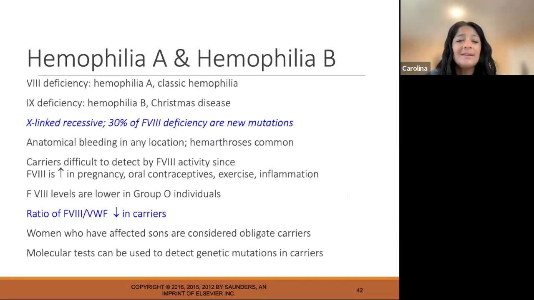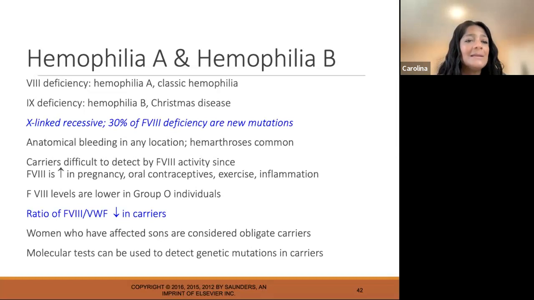Okay, so the next inherited conditions that we'll talk about, bleeding disorders, are hemophilia A, B, and C. Hemophilia A is also known as classic hemophilia, and this is where the patient has a factor VIII deficiency. Hemophilia B is also known as Christmas disease, and this is where the patient has a factor IX deficiency.